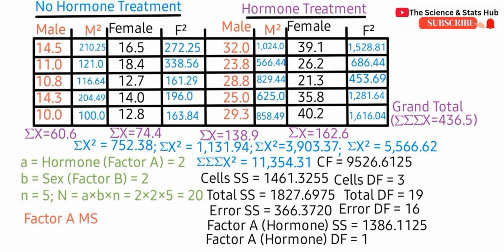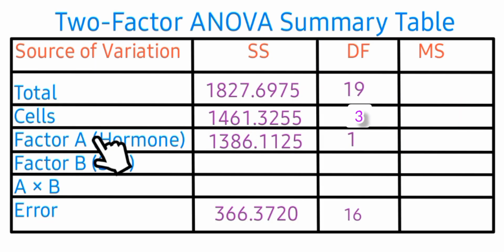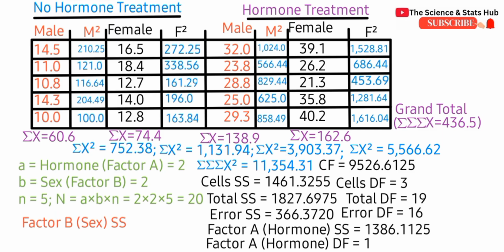Now let's calculate factor A mean of squares. Factor A mean of squares will be factor A sum of squares divided by factor A degrees of freedom. Now let's calculate factor B sum of squares. Factor B is sex, that is, we have male and female.